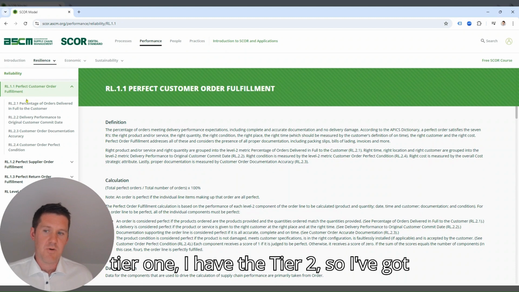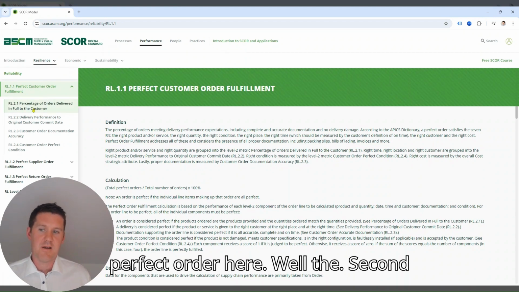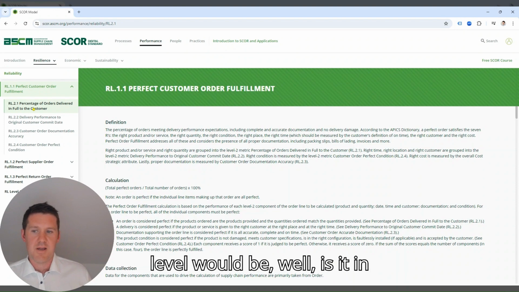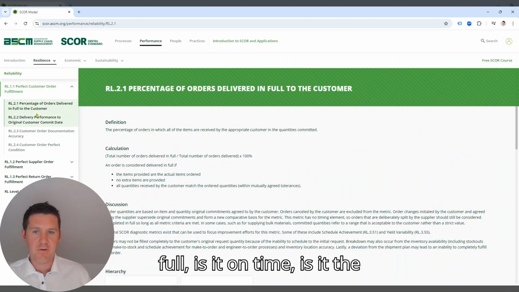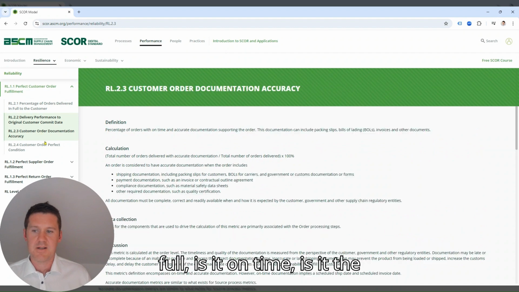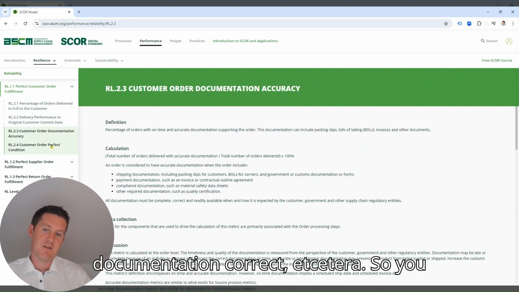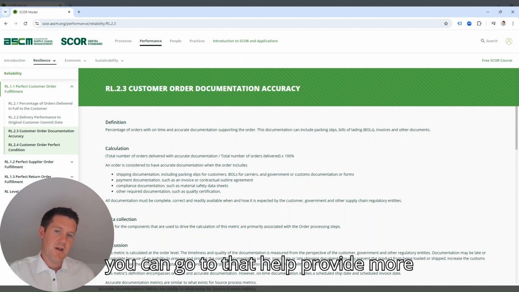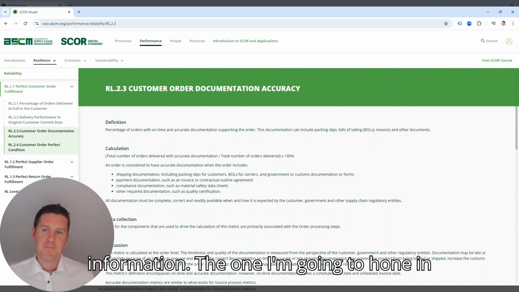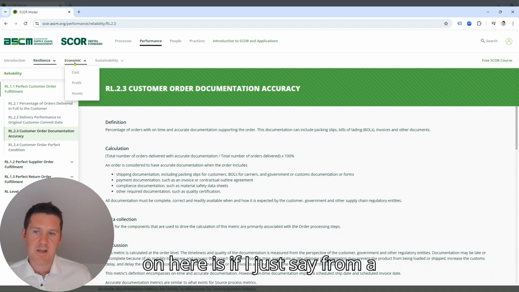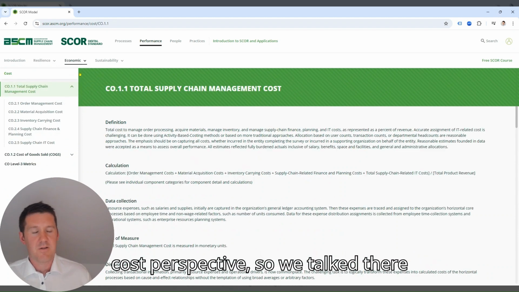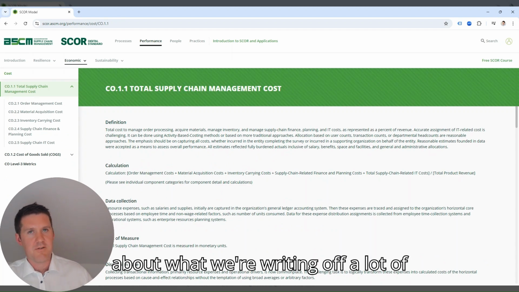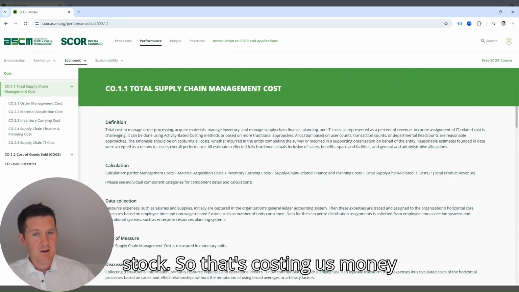Below my tier one, I have the tier two, so I've got perfect order here. Well, the second level would be, well, is it in full? Is it on time? Is the documentation correct, etc.? So you can see there's deeper down levels that you can go to that help provide more information. The one I'm going to hone in on here is if I just say from a cost perspective. So we talked there about, well, we're writing off a lot of stock. So that's costing us money.